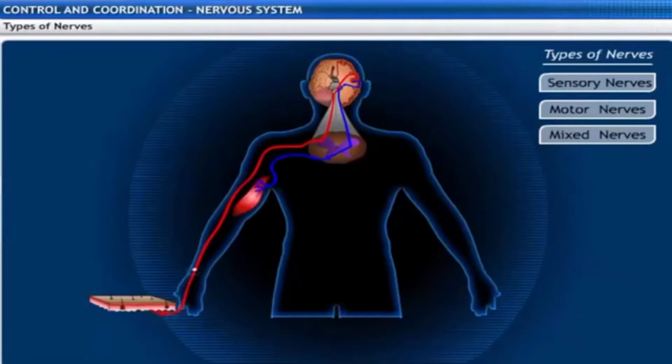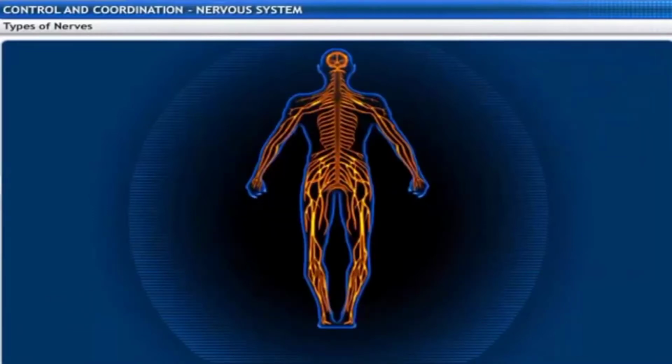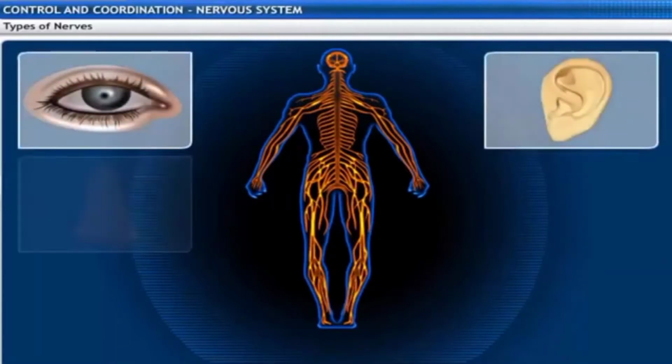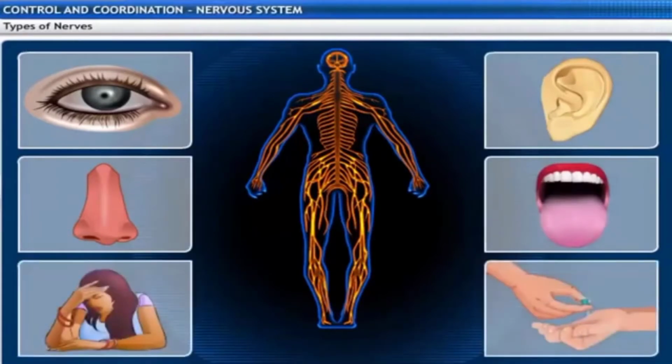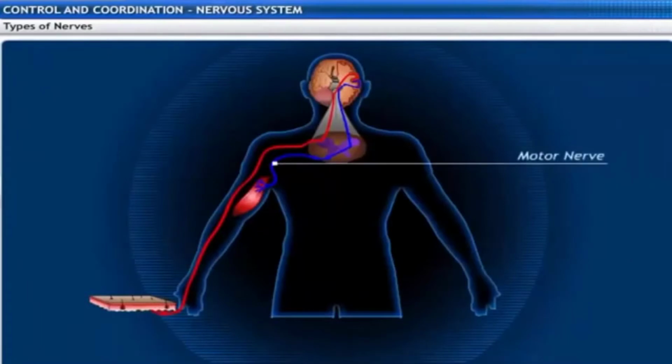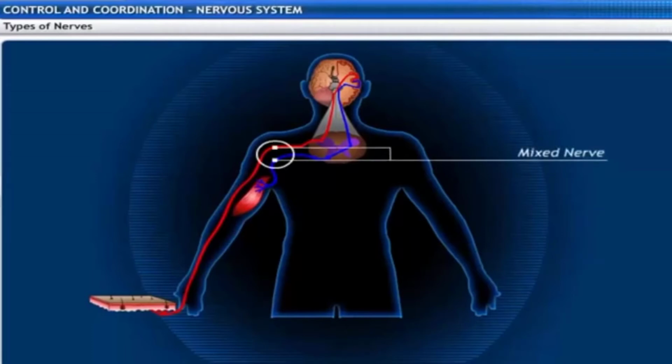Sensory nerves send messages from the sense organs to the brain or spinal cord. So, our sense organs provide the nervous system with information about the environment by means of sight, hearing, smell, taste, pressure, and pain. Motor nerves carry messages back from the brain or spinal cord to all the muscles and glands in the body. Mixed nerves carry both sensory and motor messages.